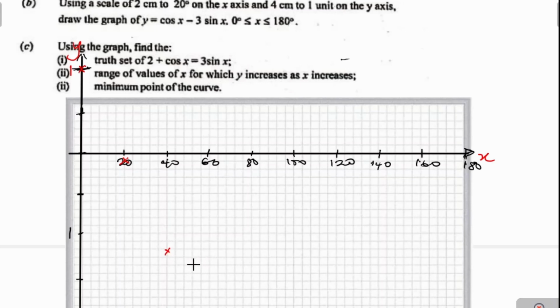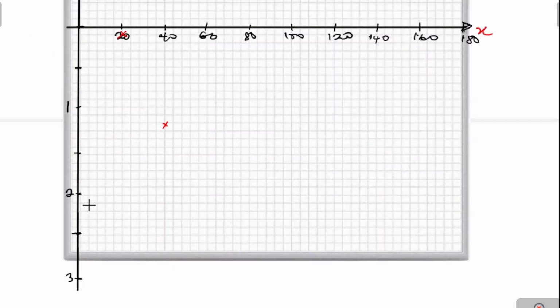Then I have 60 and negative 2.1. Negative 2.1 is here, and 60 is right here. Then I have 80 and negative 2.8. So this is 80. Sorry, my graph book ended, but I think 2.8 will be somewhere here. Then we have 100 and 3.1, so 3 is somewhere here. Let me have my 3.1 somewhere here. Then I have 120 and 3.1 again, somewhere here.